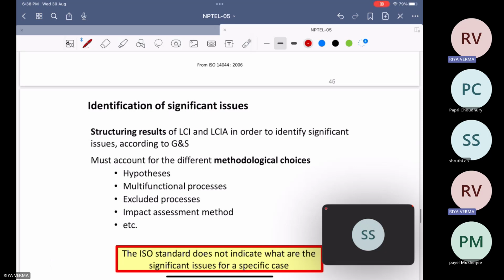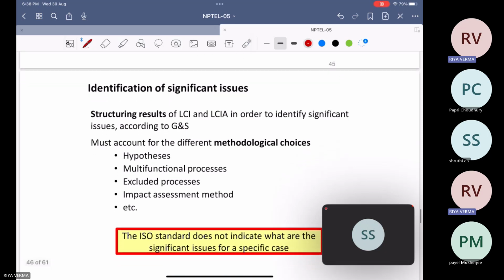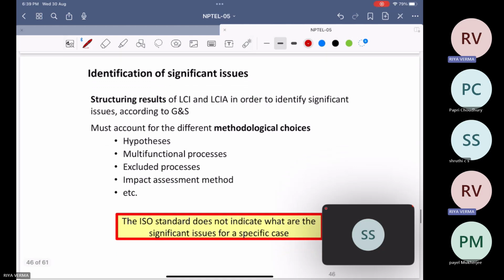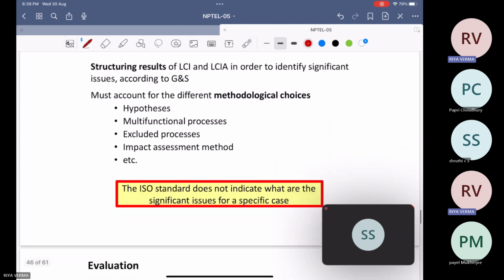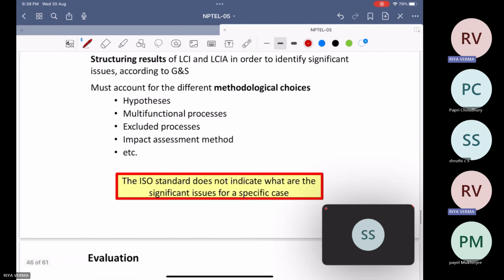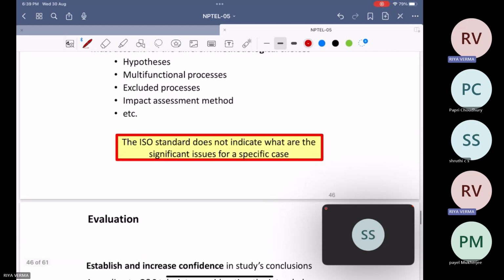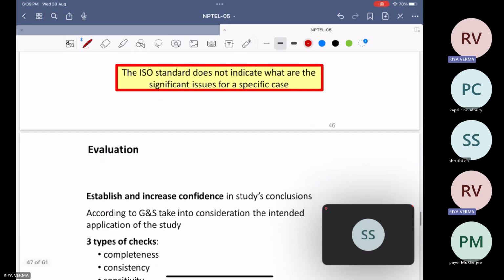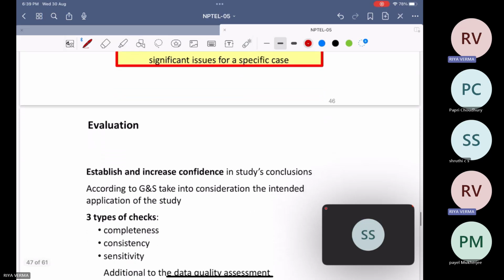So, structuring results of LCI and LCIA in order to identify significant issues according to the goal and scope must account for the different methodological choices. First, we have hypothesis, then multifunctional process, excluded process, and impact assessment methods, etc. We need to know that the ISO standard does not indicate what the significant issues are for a specific case. So, this is one limitation involved here.